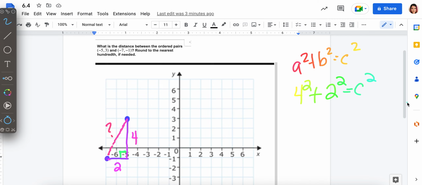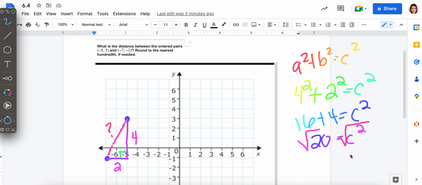And we're going to solve. So 4 squared is 16. Plus 2 squared is 4 equals c squared. 16 plus 4 is 20 equals c squared. We want just c, so again, watching the Pythagorean Theorem video, we know that we need to take the square root of both sides. So c.